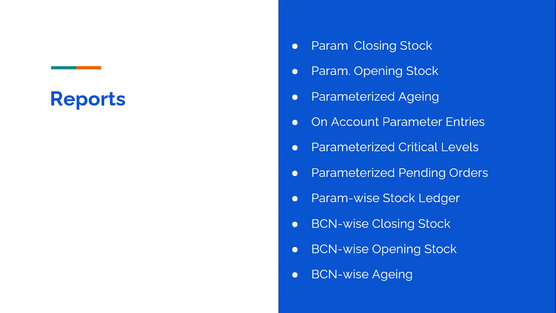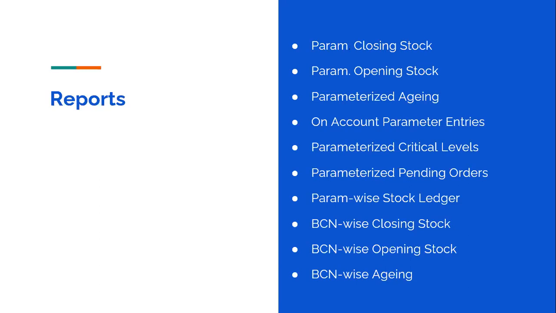Parameter critical levels define the exact quantity or the exact information whenever your stock is going to a minimum level or reorder level. Whenever your parameter item is going to minimum or reorder level, you can get the information through this parameterized critical level option. For that, you have to mention your critical level in the item master module at parameters level.